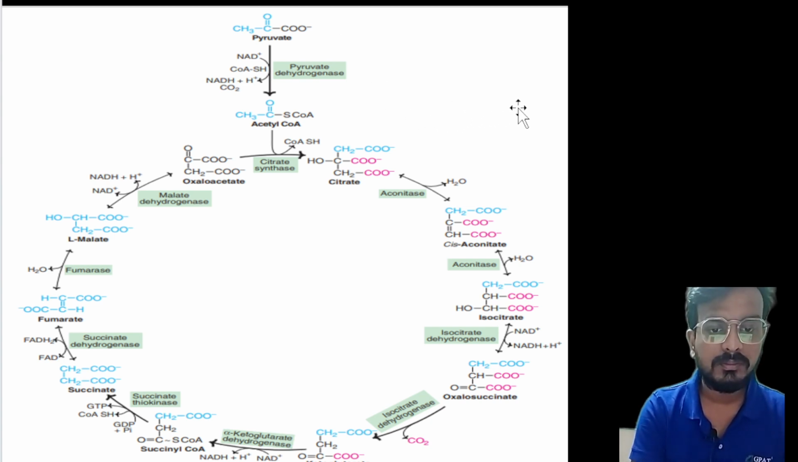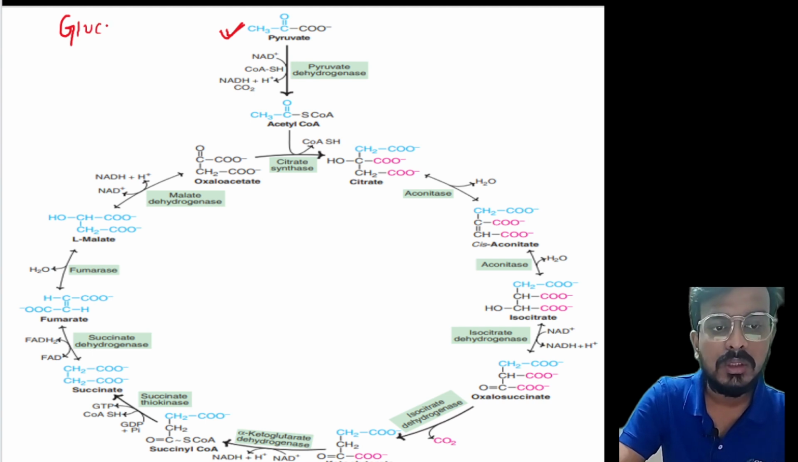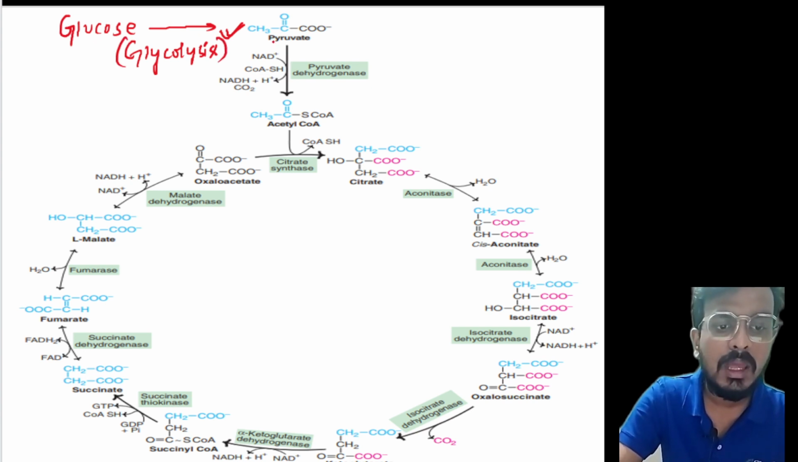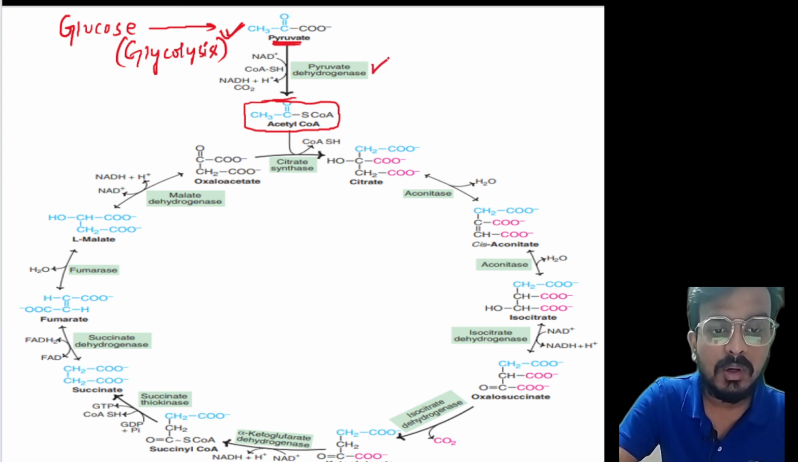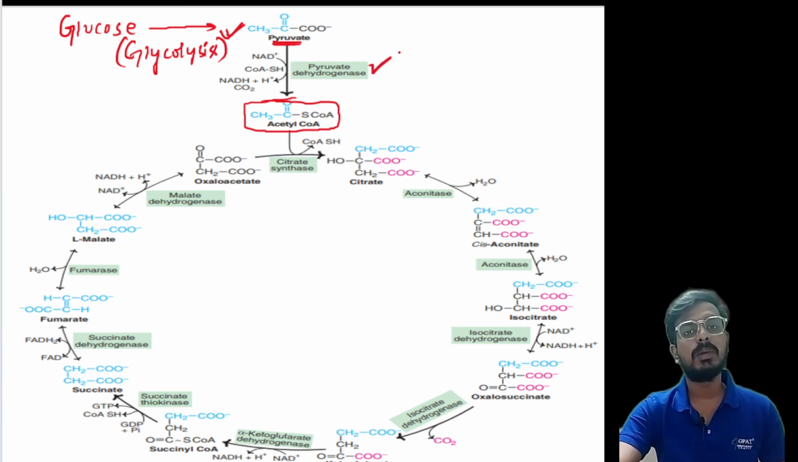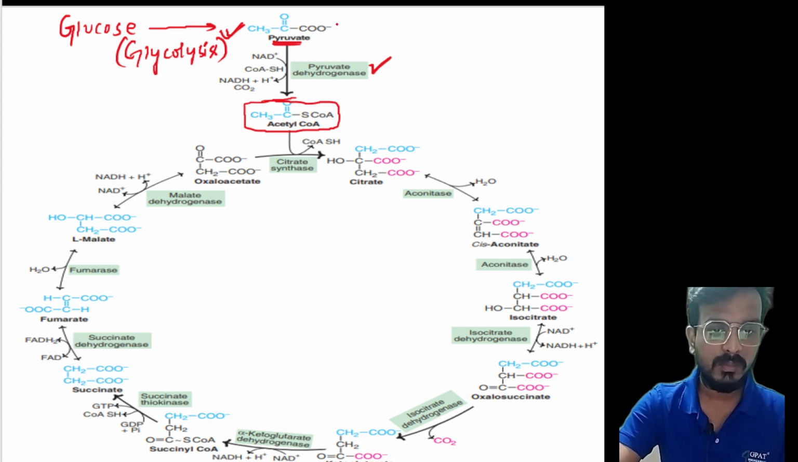See how this pyruvate is obtained from glucose by the process of glycolysis. By the process of glycolysis, glucose will give pyruvate, and from this pyruvate, acetyl coenzyme will be generated, in the presence of an enzyme called pyruvate dehydrogenase. So in the presence of the enzyme pyruvate dehydrogenase, acetyl coenzyme will be produced from pyruvate.